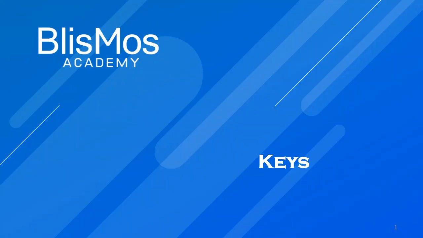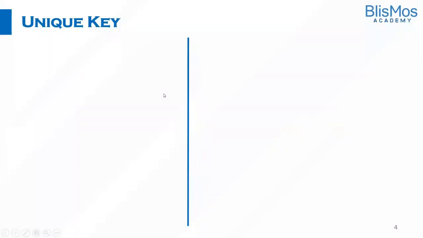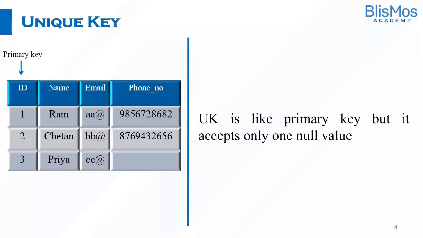Welcome back. As a part of this lecture, we'll understand different keys like unique key, alternate key, and composite keys. So first one being unique key. What exactly is a unique key? Unique key is almost like a primary key, but it accepts even the null values.